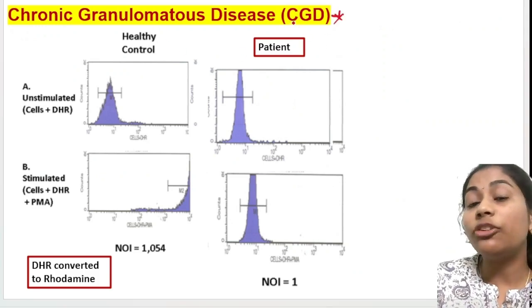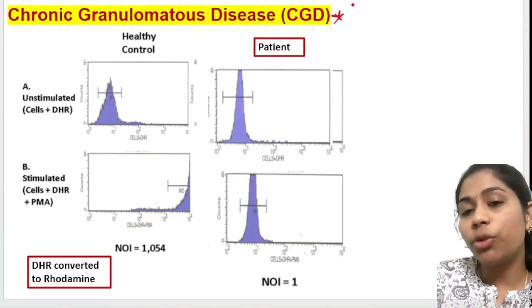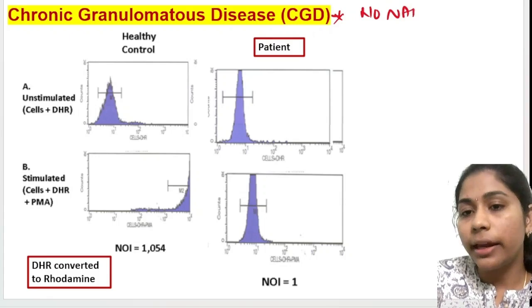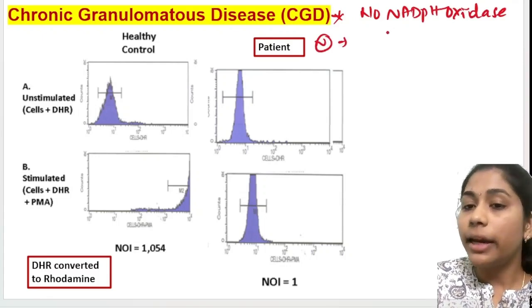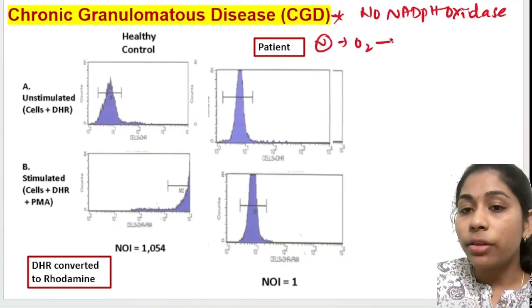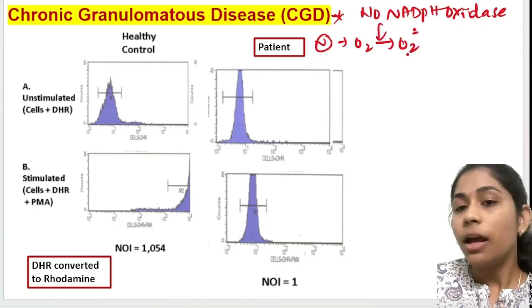That means here the function of the WBC is not normal. Chronic granulomatous disease. So what is this disease? There is no NADPH oxidase enzyme. That is the defect. So normally what will happen? NADPH oxidase, what will it do? It will convert oxygen to superoxide radical. This conversion is by the NADPH oxidase.